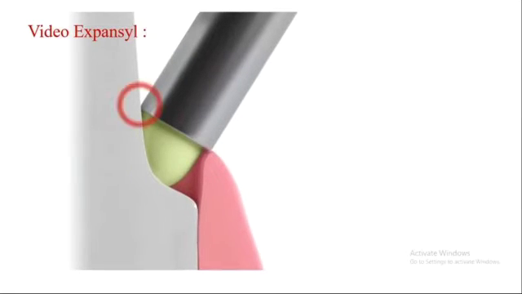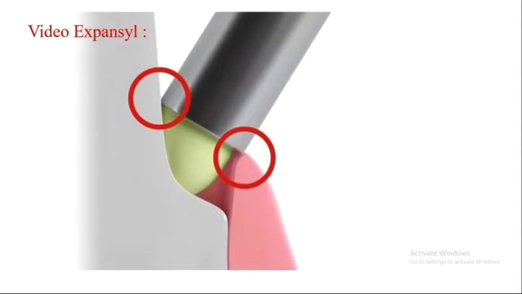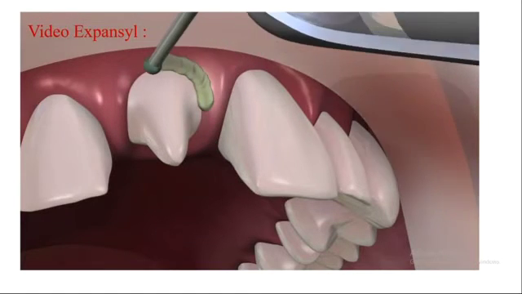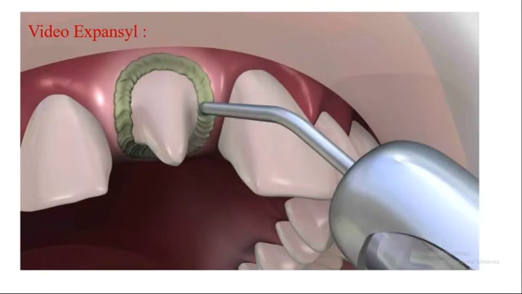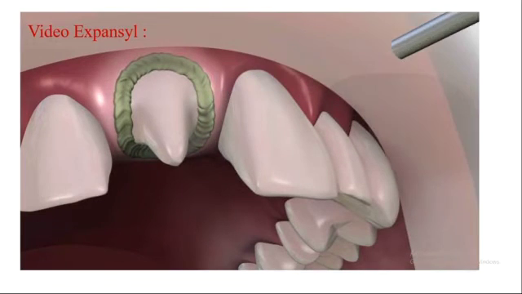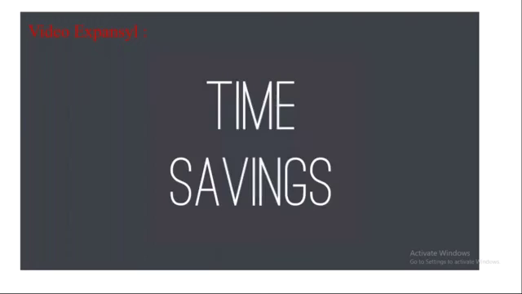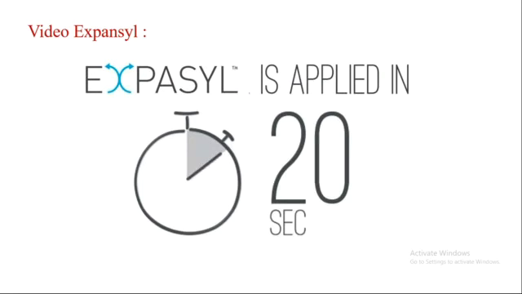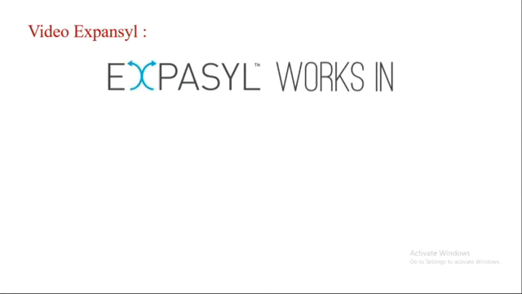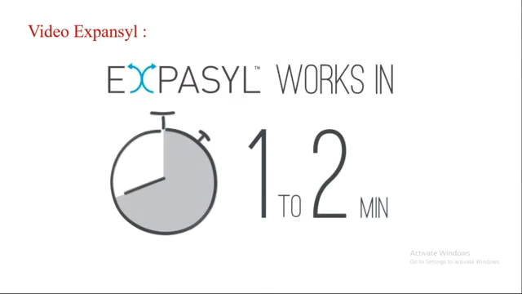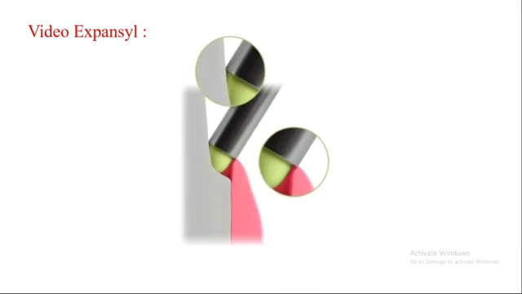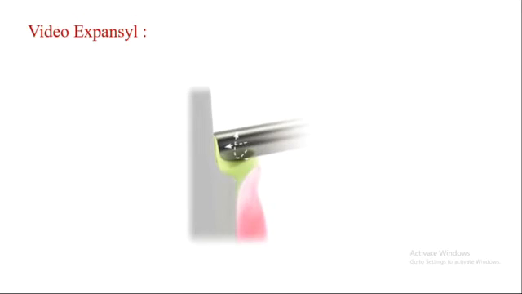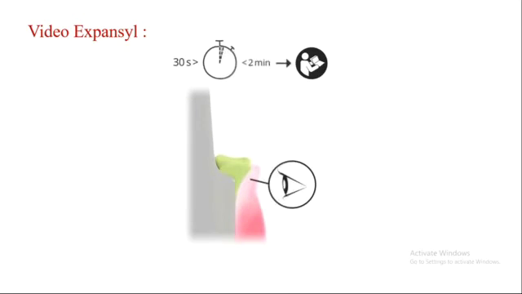The Expasyl paste is available in the form of an injectable matrix. The injectable matrix is used and the paste is injected over the prepared tooth. After the material is injected, it is left in place for a period of 1 to 2 minutes to achieve adequate hemostasis along with gingival displacement. After a period of 2 minutes, the material is rinsed and the tooth preparation is dried and the impression is made.